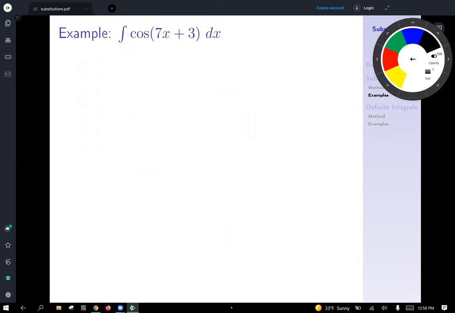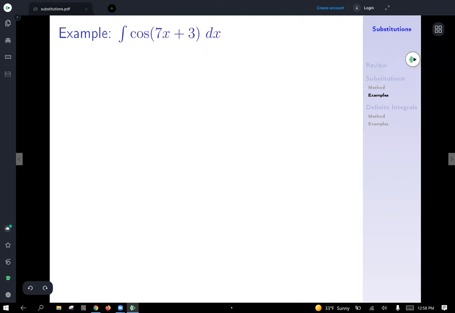Okay, so let's just do some stuff now. This one, what should our u be? Yep, you bet. Okay, so u is equal to 7x plus 3. That means du/dx is equal to 7x. Oh no, you have to take the derivative. It's equal to 7. The derivative of 7x plus 3 is just 7.